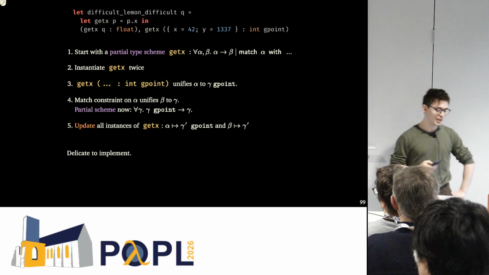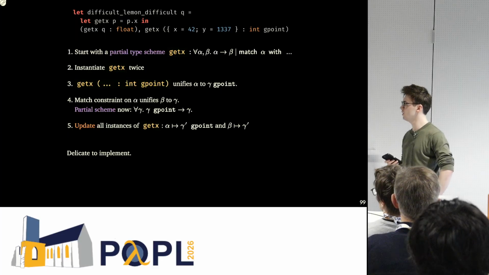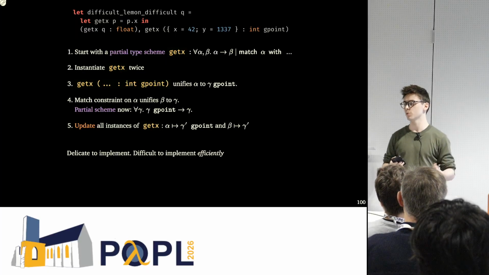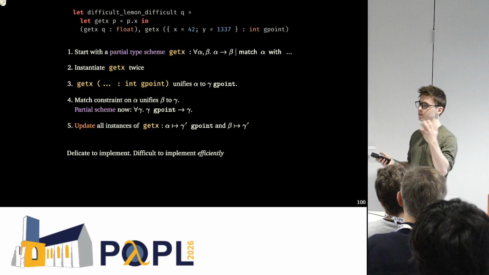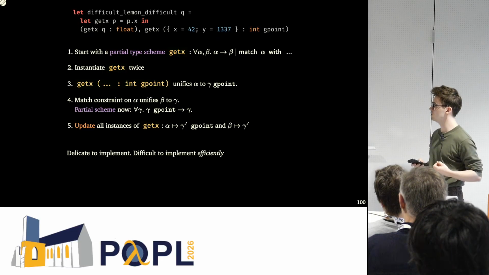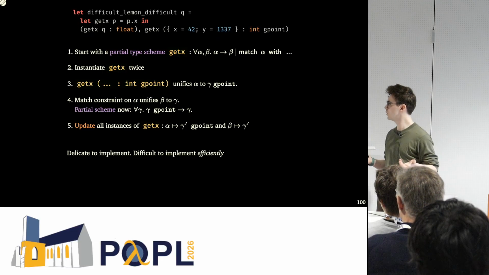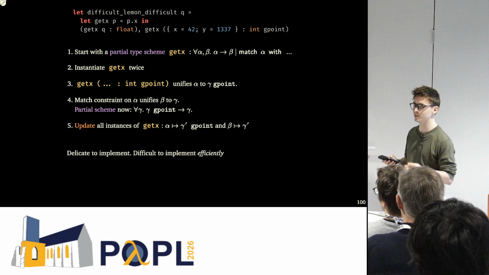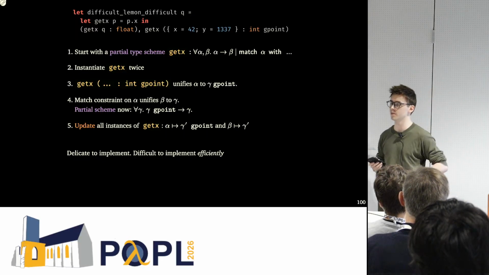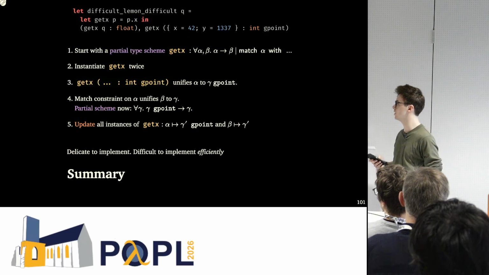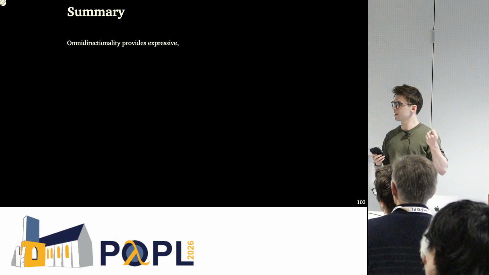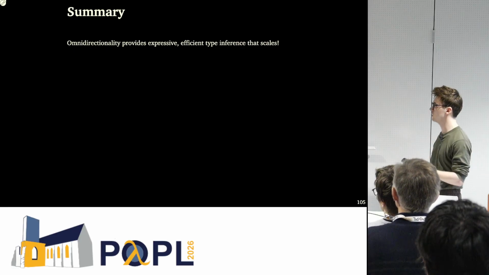Now, this seems a bit complicated. It's pretty delicate to implement, and it's incredibly difficult to implement efficiently. I'm talking about using tricks like levels and union-find and mutability in your constraint solver. But luckily, we've managed to achieve this, and it's pretty pleasing. We get principal type inference. It works with ML, and we're able to express slightly more complex features that we want in OCaml without this directional sensitivity. So to summarize, omnidirectionality provides expressive and efficient type inference that scales.